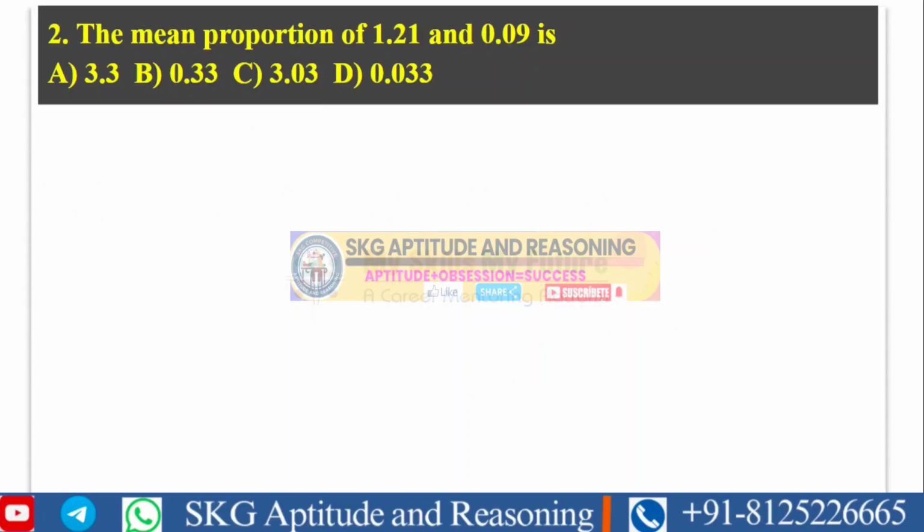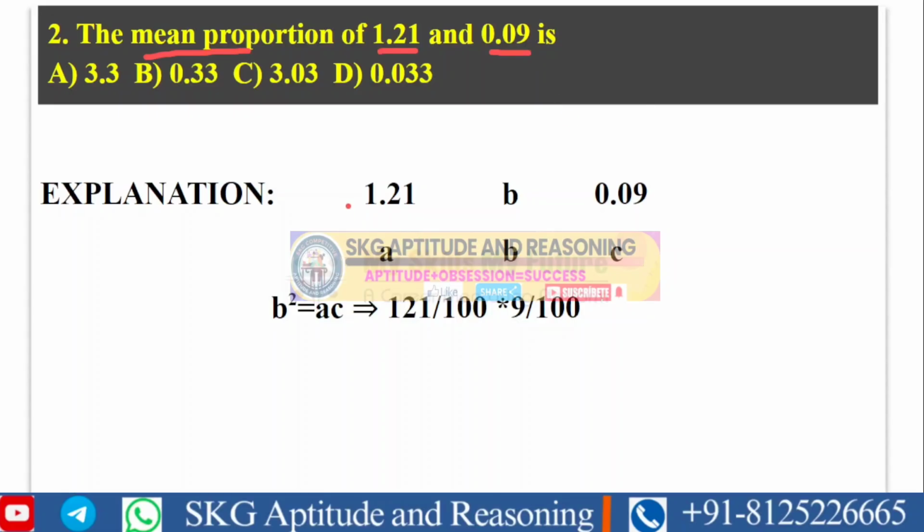The mean proportional of 1.21 and 0.09 is? As I told you, mean proportional means the B value is the same in both the ratios, so we need to find the value of B here. The given values are A as 1.21 and C as 0.09. We know the formula, the product of extremes is equal to the product of means, that is B square is equal to AC.